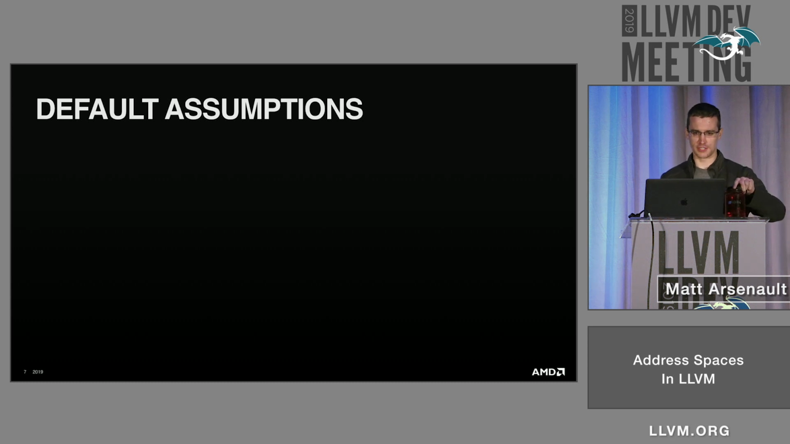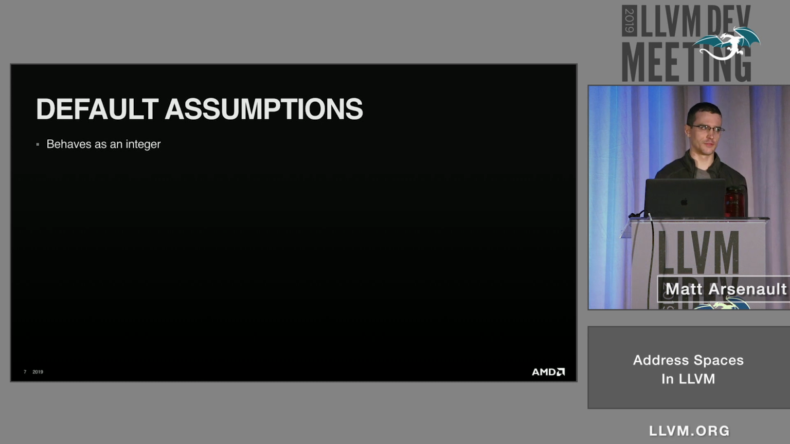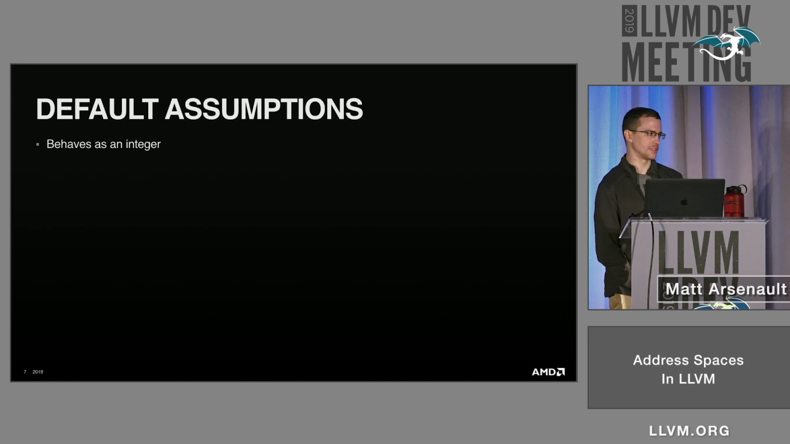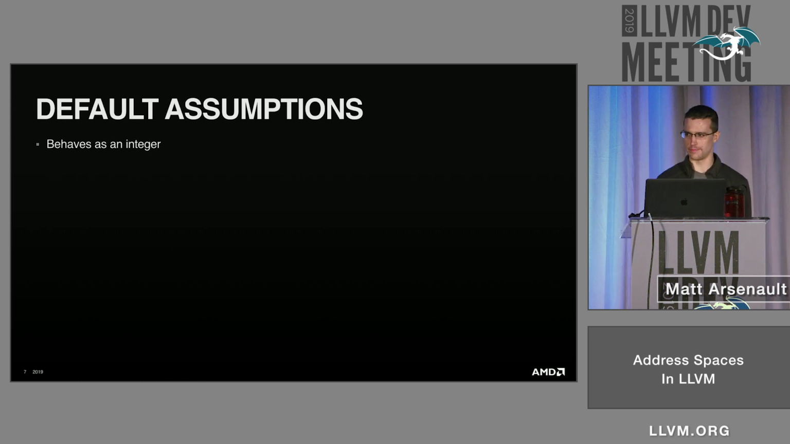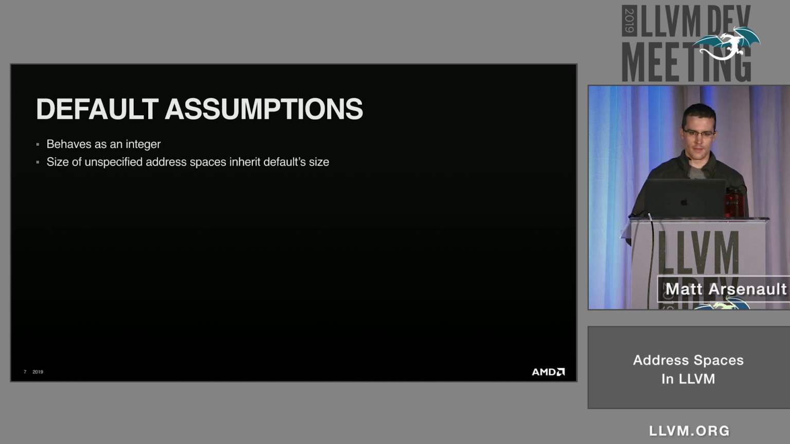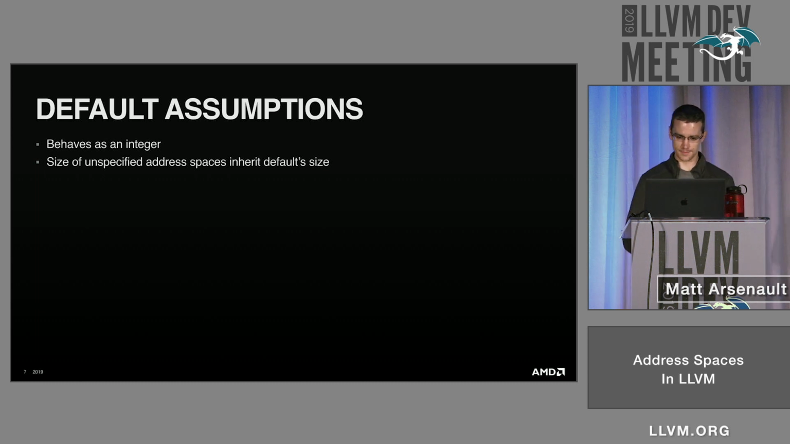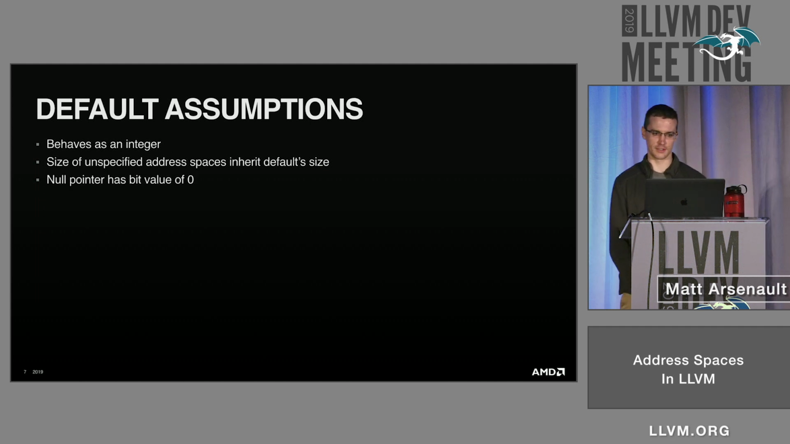So the set of assumptions it makes are not that big. The top one is that it behaves as an integer. SelectionDAG just lowers this to regular integer additions and multiplies and shifts and so forth. The size of an address space that isn't specified in the data layout explicitly assumes the default address space's size. And the null pointer has a bit value of 0, and it is undefined behavior to access it.